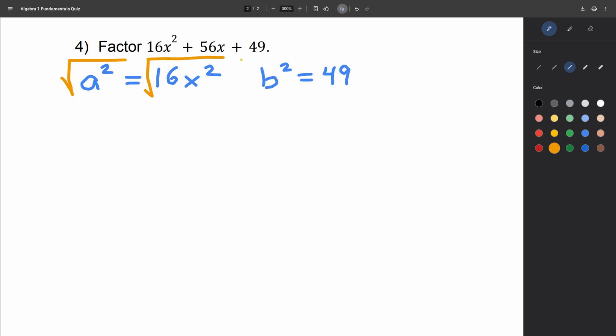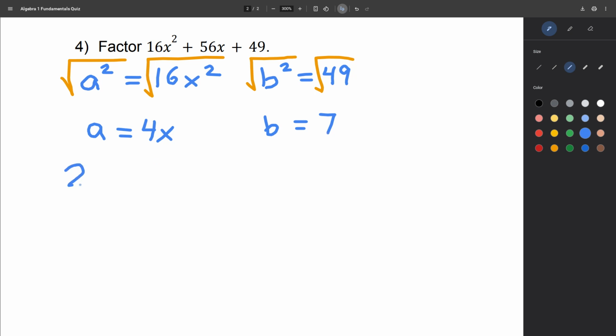That's going to give us a, and we have to take the square root of both sides of the equation to keep it equivalent. So square root of a squared is a. Square root of 16x squared, well, 4 times 4 is 16, and x times x is x squared. So square root of 16x squared is 4x. Okay. We also want to take the square root of b squared to get b. That means we have to take the square root of 49. So the square root of b squared is b. Square root of 49 is 7.